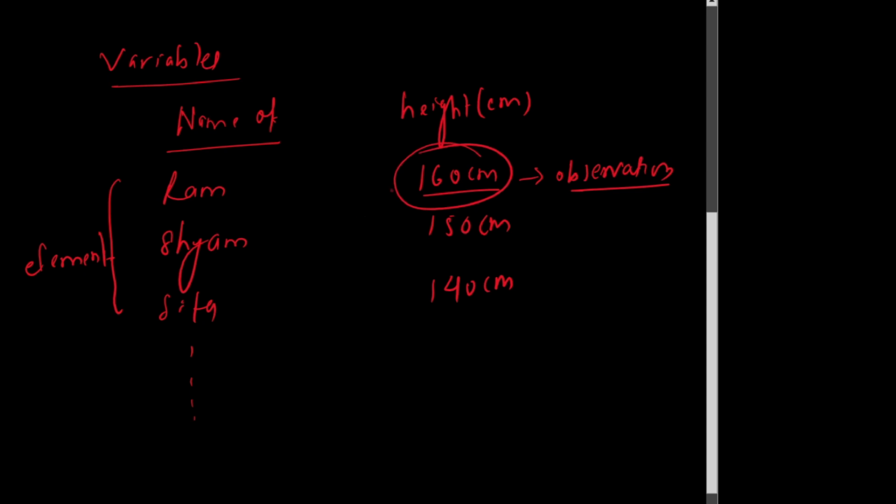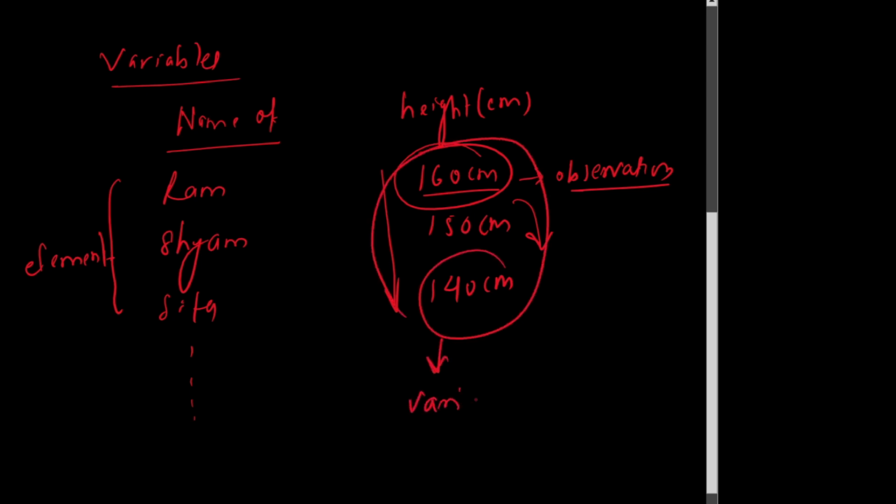But if you see here, all these values vary. No values are constant. Okay, there is no constant value here. Every individual has got their own height, and that's why we also call this whole as a variable.